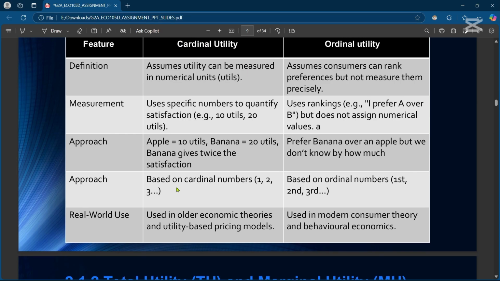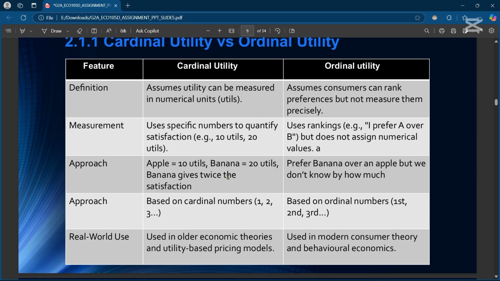In cardinal utility, we approach based on cardinal numbers like 1, 2, 3, 4, 5, and so on. Cardinal utility is used in older economic theories and utility based pricing models. Okay, let's move forward to ordinal utility.